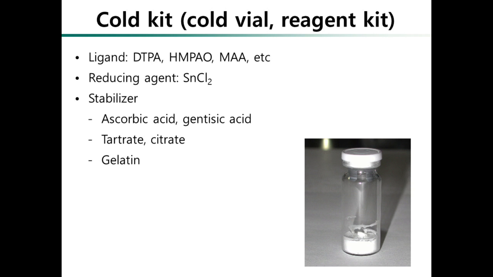Normally, technetium-99m pertechnetate has 4 oxygen atoms that are very stable. So if you want to make a complex, you have to reduce it and detach all the oxygen from the technetium-99m. So we need to use a reducing agent. Especially, we commonly use stannous fluoride, or tin fluoride, as a reducing agent.